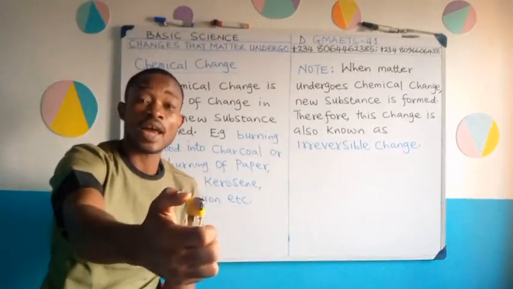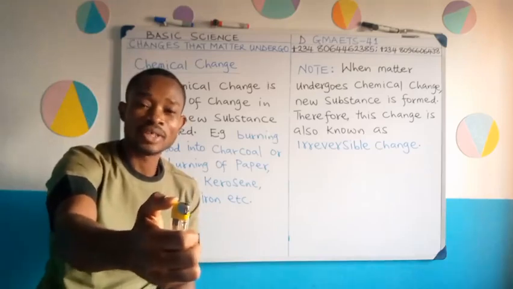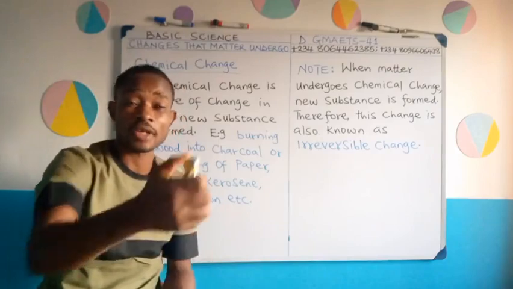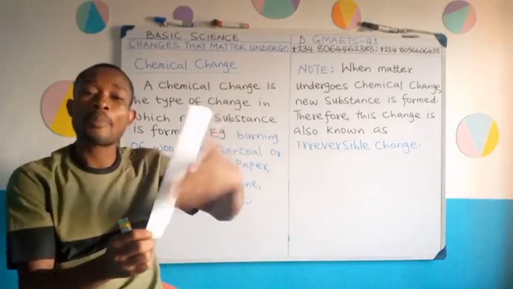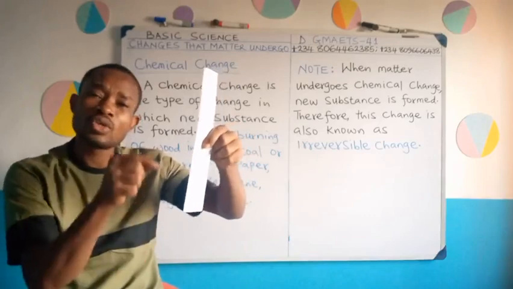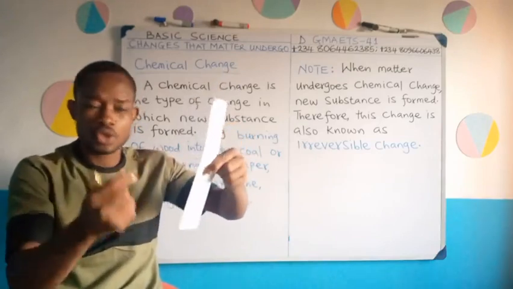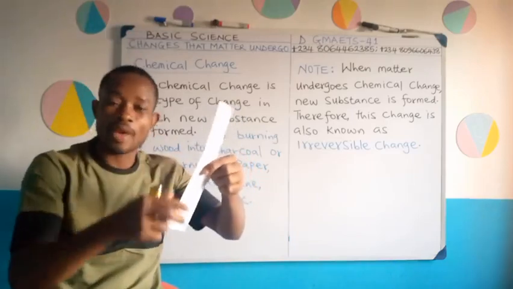If I press here now, ignition will occur and fire will come out. You can see the fire. So I'm going to burn this paper. Now let us see what will happen when I set this paper on fire, and what this paper will change to. I'm going to ask you a question. Can you change that thing back to this paper?